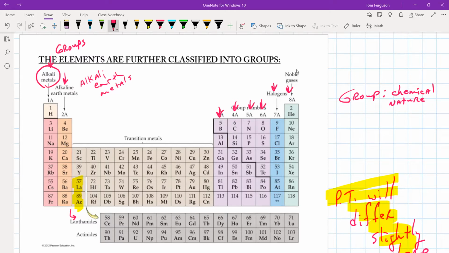Now, every group has a name, and they're very strange, some of these names, and they aren't used very often. These four I'm going to have you know are used often. Okay? Halogens and noble gases. Those four groups I want you to know.